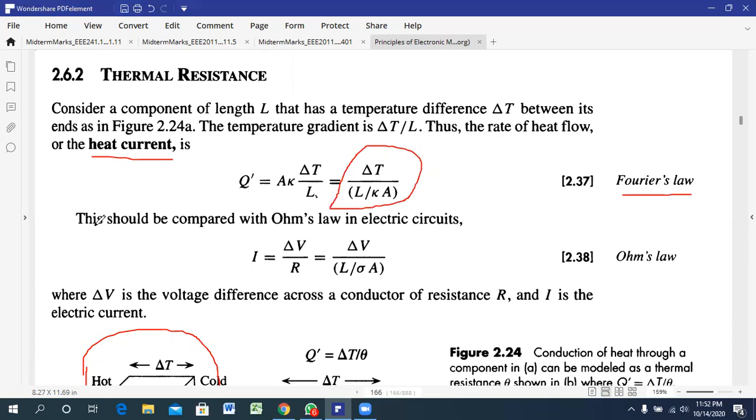Now, from Ohm's law we know that I equals delta V divided by R, and we know that R equals rho L divided by A, right? We know the relationship between rho and sigma: 1 divided by sigma equals rho.